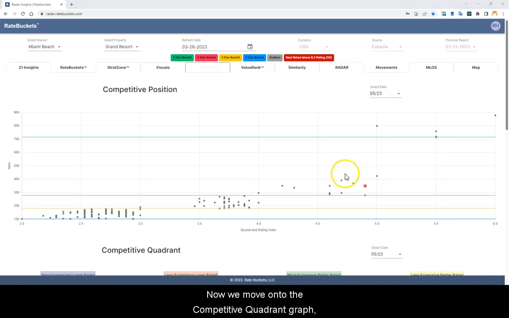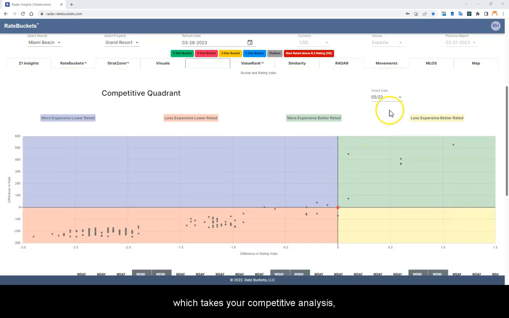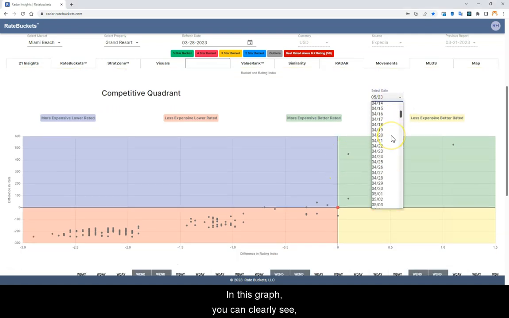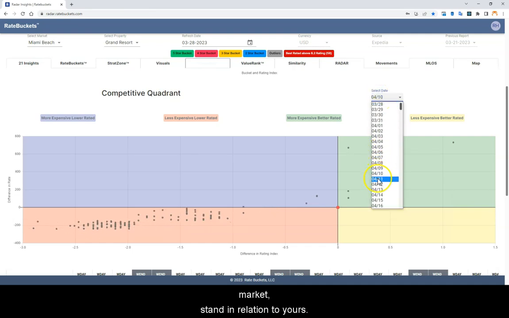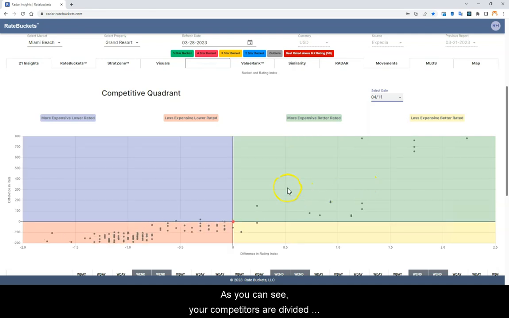Now we move on to the competitive quadrant graph, which takes your competitive analysis to another level. In this graph, you can clearly see where the pricing and ratings of every other hotel in the market stand in relation to yours. As you can see, your competitors are divided into 4 distinct quadrants. Let's concentrate on the yellow quadrant, which consists of hotels that are less expensive, yet better rated. These hotels offer better pricing on this particular day and have a superior guest reputation compared to your hotel. If you hover over the data points, you can view the names of the hotels and their price difference compared to yours.